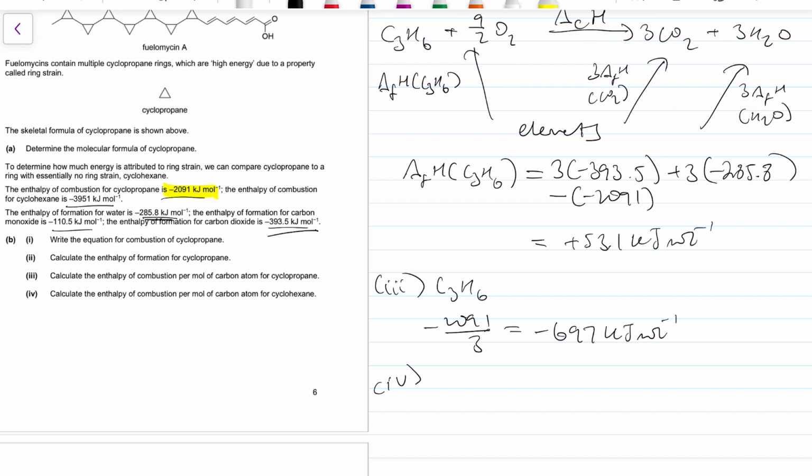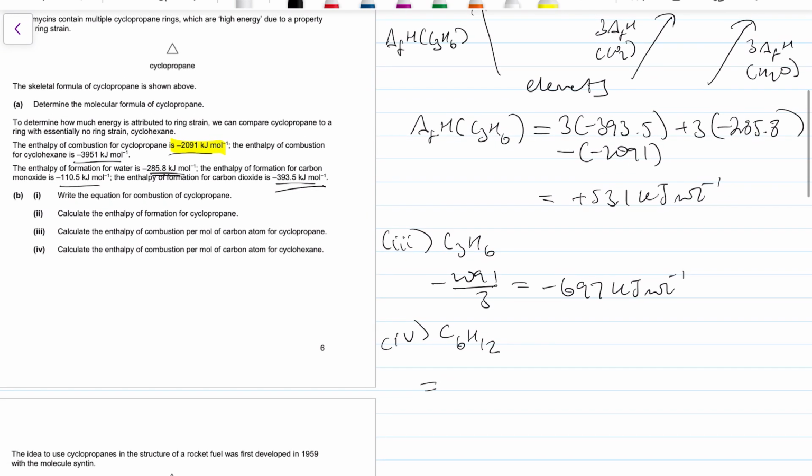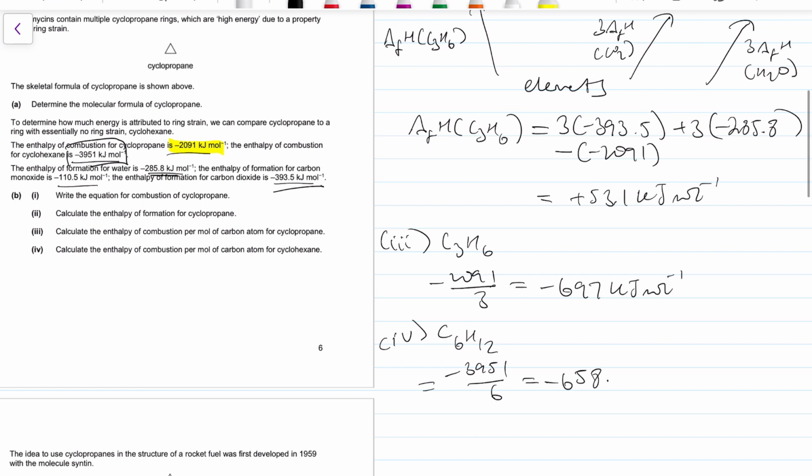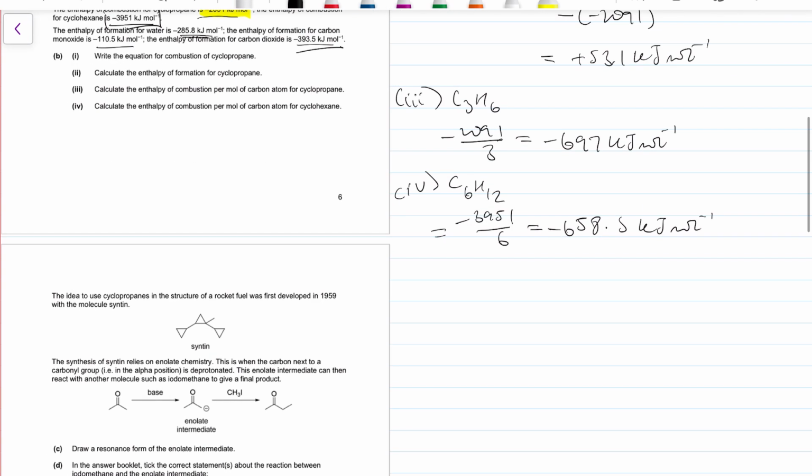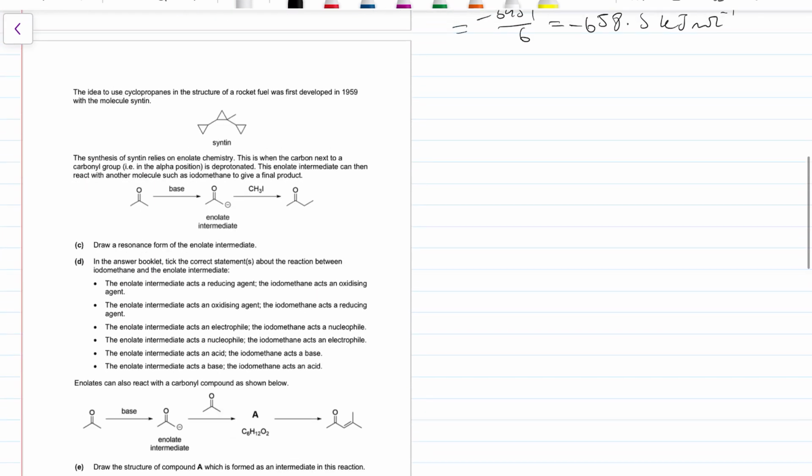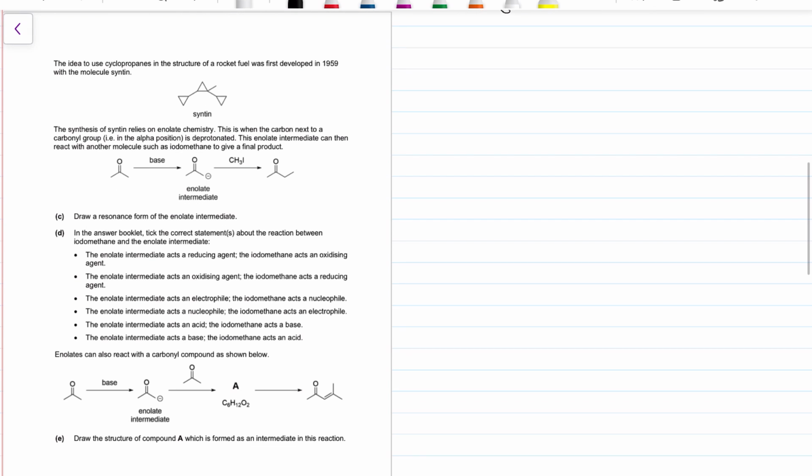Likewise, part 4, cyclohexane, well, it's C6H12. You don't actually need to know how many hydrogen atoms there are. Hexane, you should be able to tell there's 6 carbon atoms. Again, because there's 6, we're going to divide the enthalpy of combustion per mole of cyclohexane by 6. We're told here it's minus 3,951, so we're just going to divide that by 6. If you put that into a calculator, you get minus 658.5 kilojoules per mole. And yeah, so you can see it's fairly similar between the two, as you'd expect. So now onto some organic chemistry.